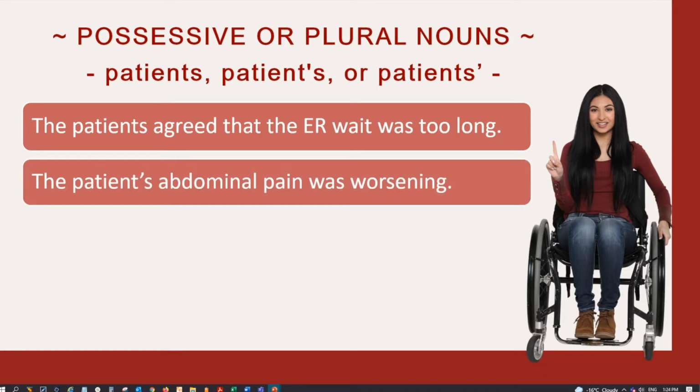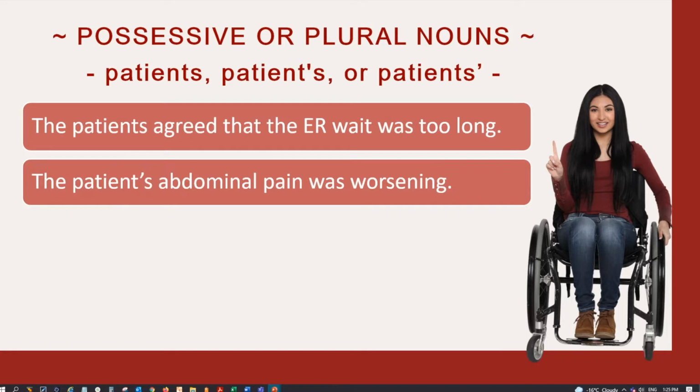In this case, we're going to say the patient's abdominal pain was worsening. I'm referring to one person's abdominal pain. So we need to use the apostrophe to indicate that that abdominal pain belongs to the patient. And because it's one patient, I'm going to put the apostrophe before the S so that the word patient, the word before the apostrophe, is singular to indicate one patient. Okay, so the patient's abdominal pain was worsening.